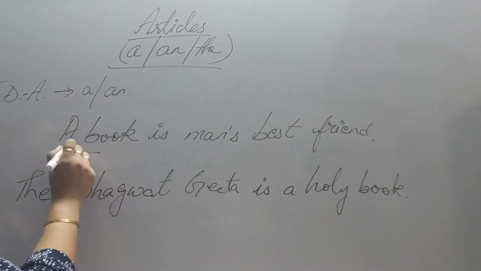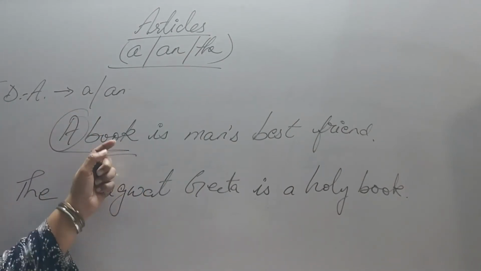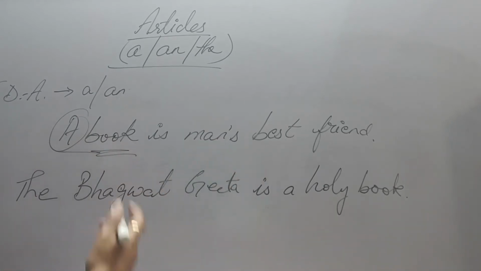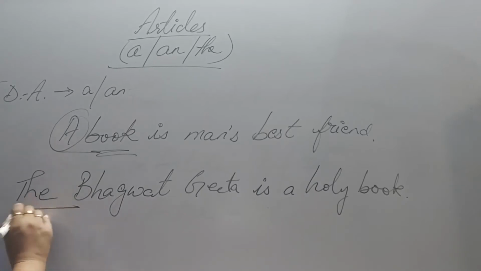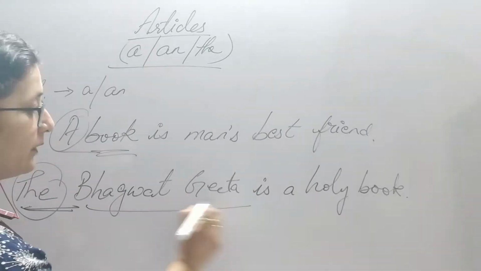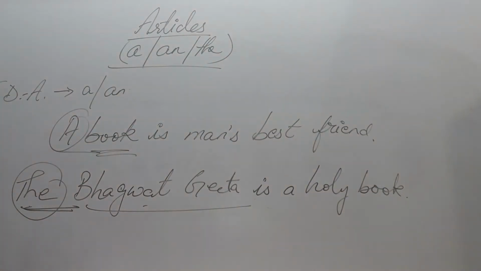Here we have a book. It can be any book that we are referring to. A book is man's best friend. But on the other hand, in the second sentence, if you see, we have the Bhagavad Gita. Specifically, we are talking about which book? The Bhagavad Gita. When we specifically talk about some specific book or something very particular which we are talking about, that becomes our definite article where we are sure to use the here. Right, let's move further. Proceeding further, we will be talking about demonstratives.